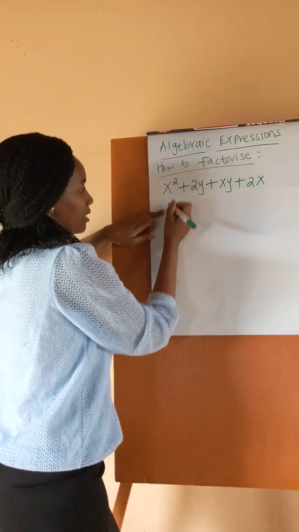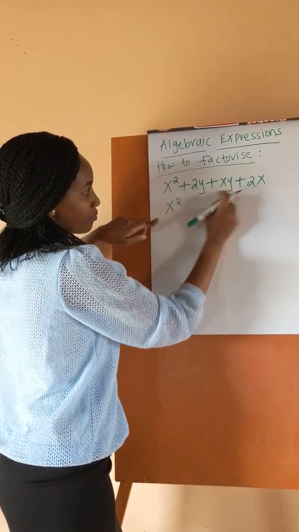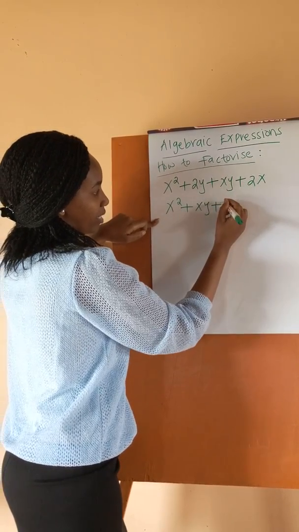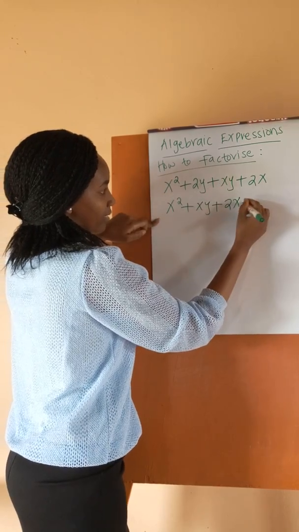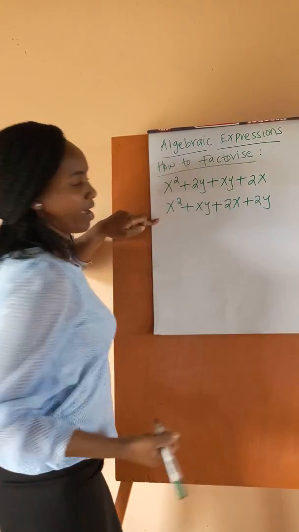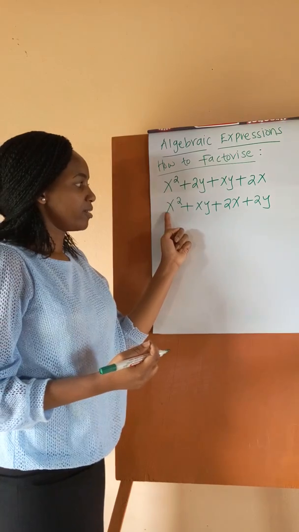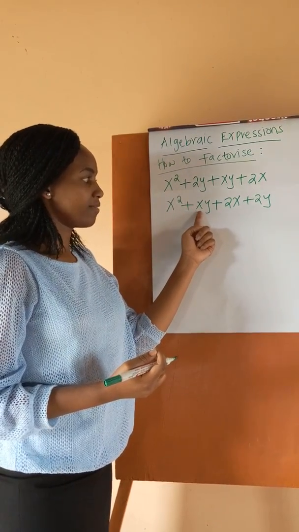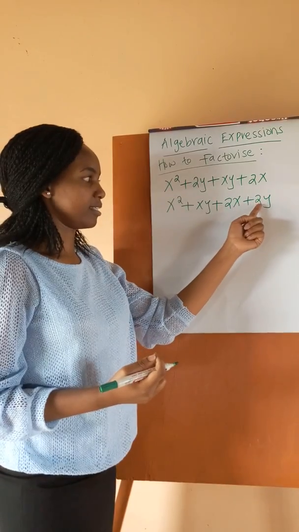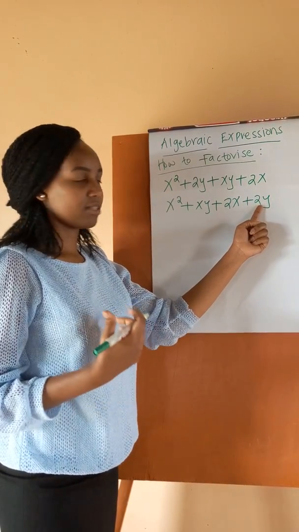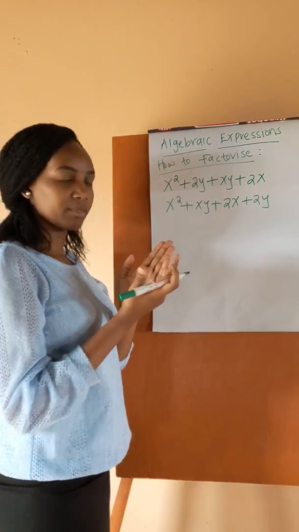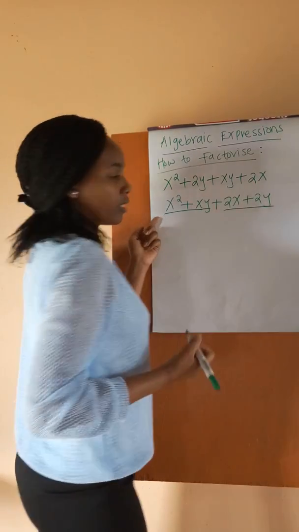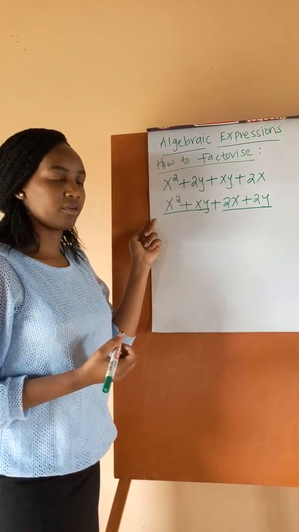So let's do that, guys. You have x squared plus xy, and then plus, we can pick 2x, and lastly we can have 2y. This way you realize that those letters that are close have something in common. There's a number which is also common in these two. If you have something in common, you can group them together. So you can have two groups in one expression.